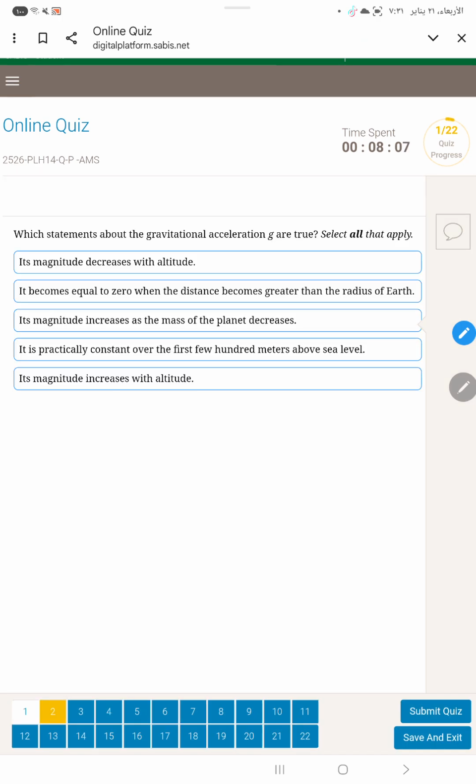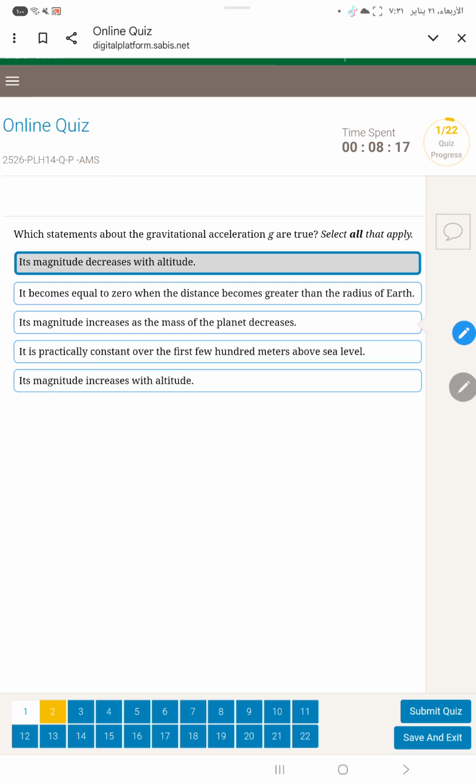Which statements about gravitational acceleration G are true? Select all that apply. First one, its magnitude decreases with altitude. Yes, this is correct because whenever you go higher, the gravitational acceleration decreases. It becomes equal to 0 when the distance becomes greater than the radius of the Earth.